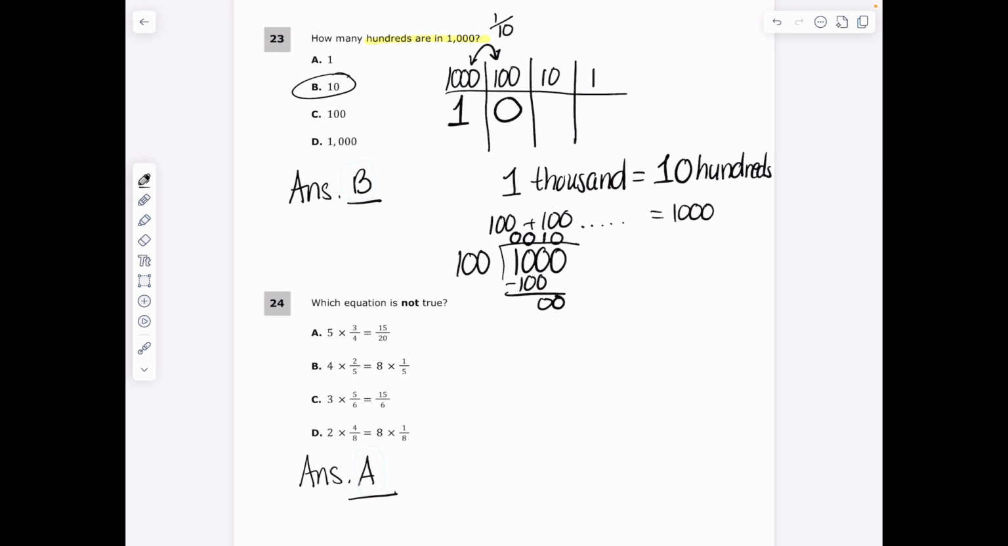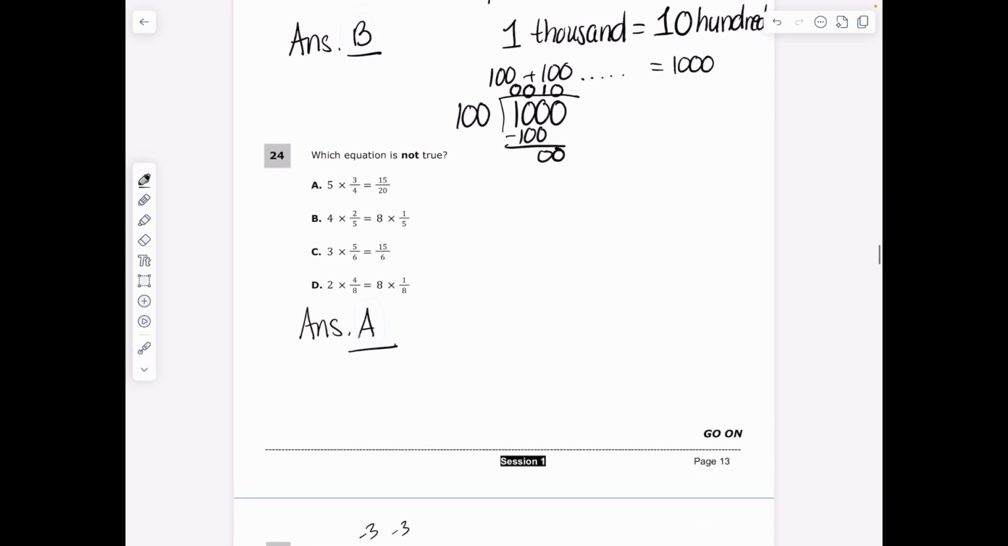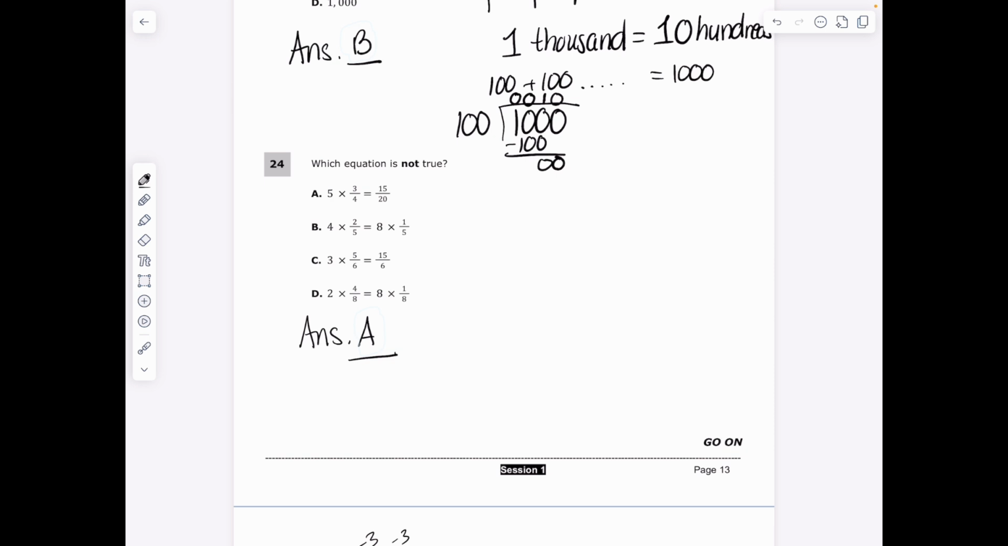All right. Now for 24, we want to know which of these is not true. So I would have set my paper up again to do all 4, A, B, C, D. And even if you're doing this on computer, you get scrap paper, so you can give yourself room to stay organized.